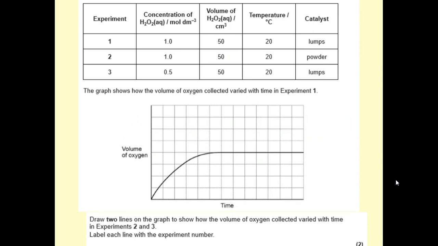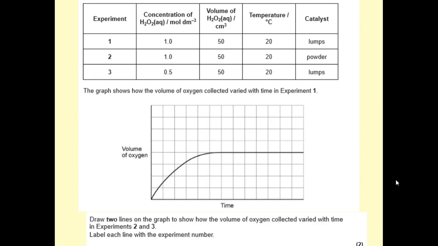So here's an example question that I want you to pause the video and have a go at. It gives you the concentration, volume, temperature, and the, sorry, that says catalyst, but it shouldn't be. Oh, sorry, yes, it is. So it's the surface area of the catalyst. It's got various figures for the concentration, the volume, and the temperature. And the graph that's plotted there is for experiment 1.